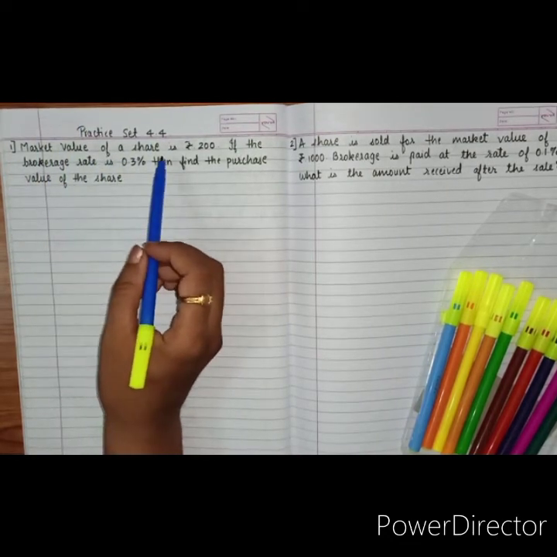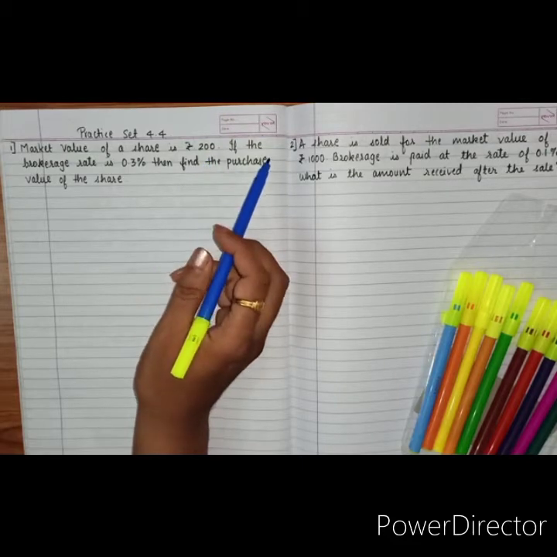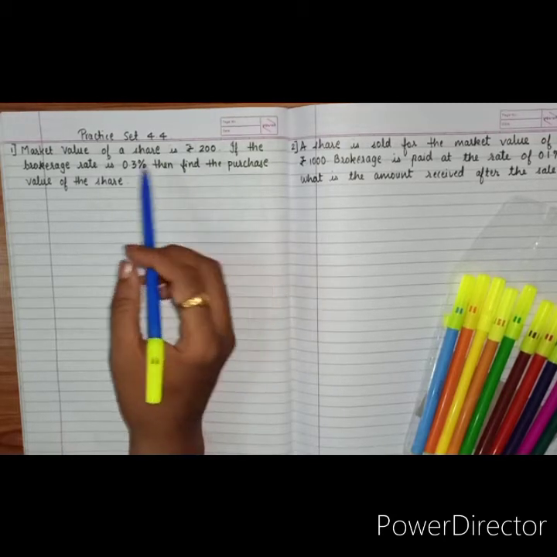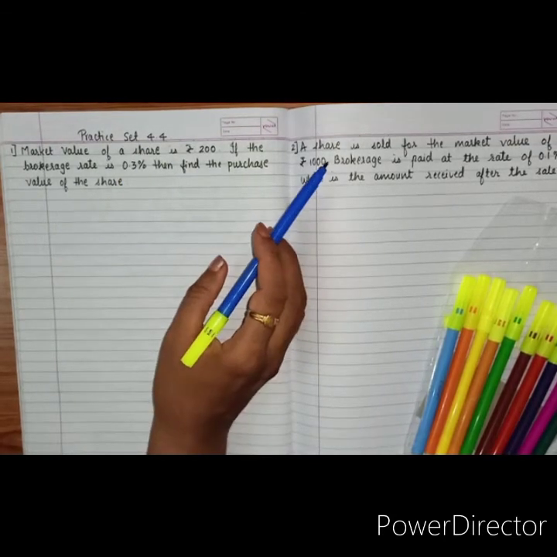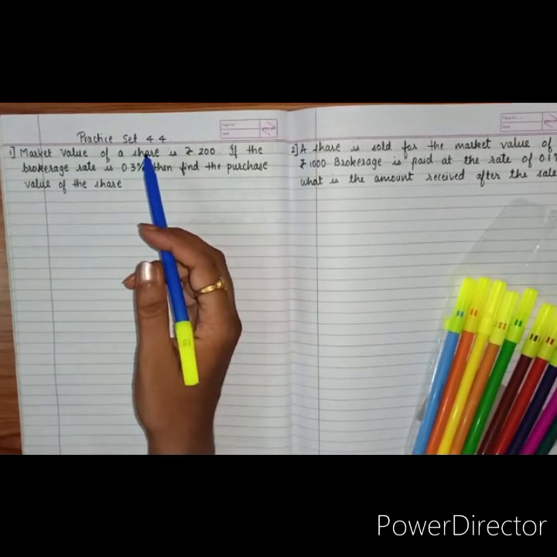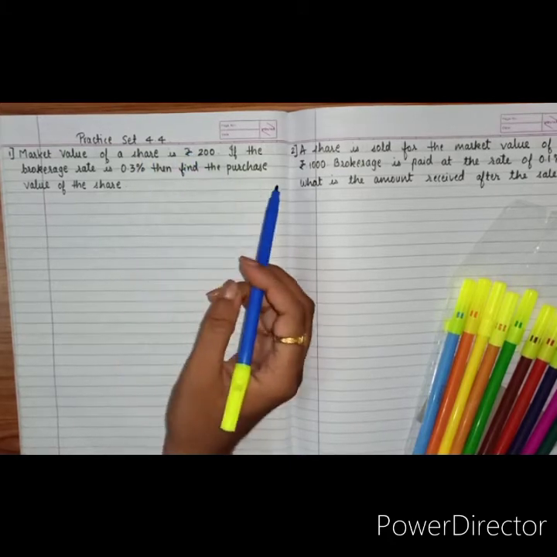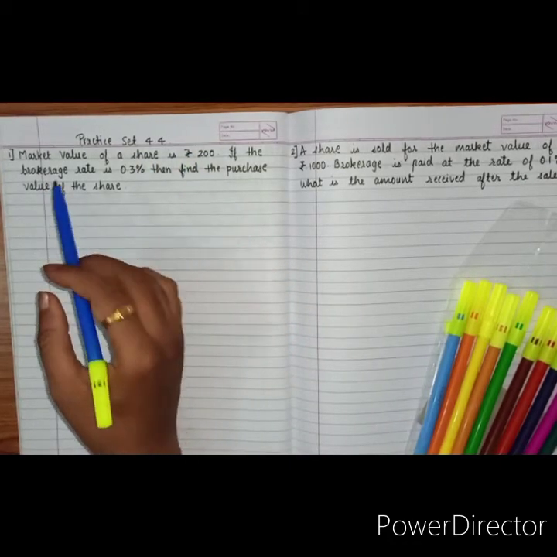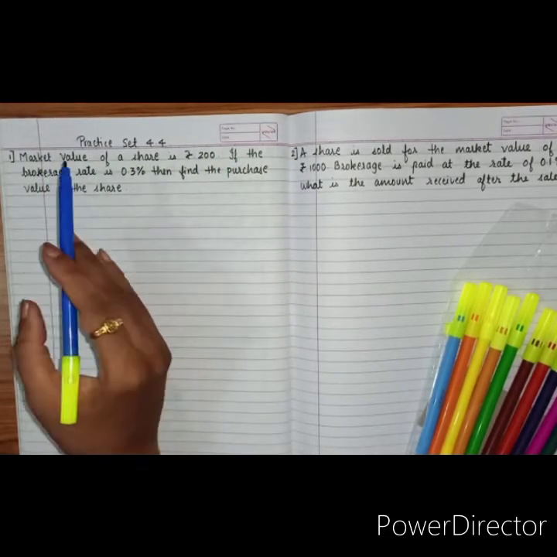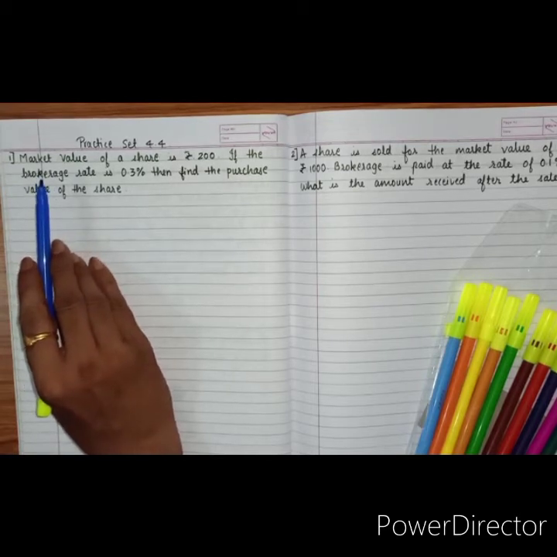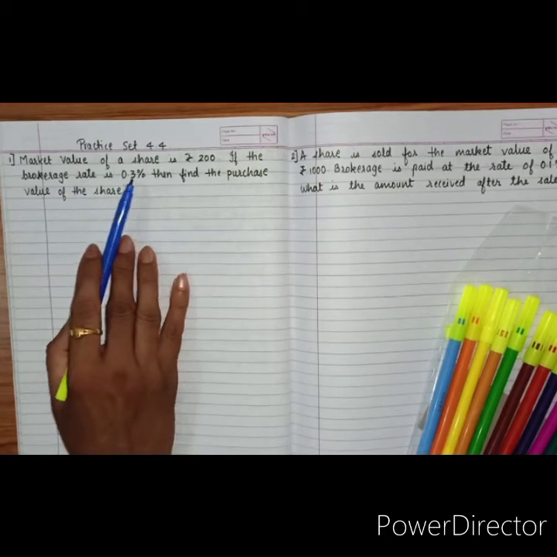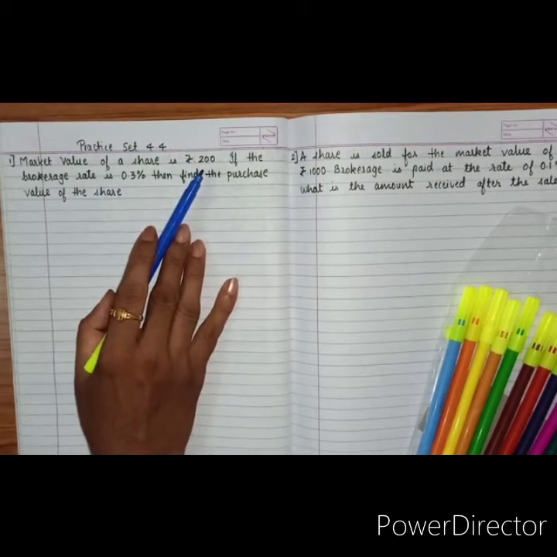Let us see first example. Market value of a share is rupees 200. If the brokerage rate is 0.3%, then find the purchase value of the share. Okay, so as I have discussed earlier, you need to pay brokerage on the market value. So that becomes your purchase value. Means purchase value will be market value plus brokerage. So you need to calculate brokerage first. Now how will you calculate brokerage first? It will be the rate on what amount? That is on the market value, right?